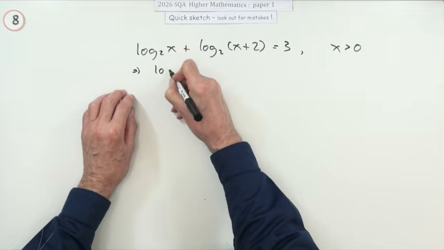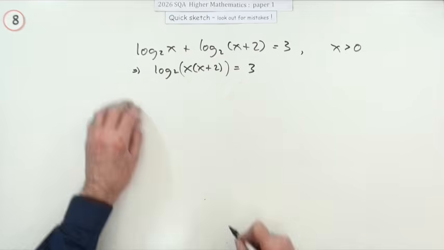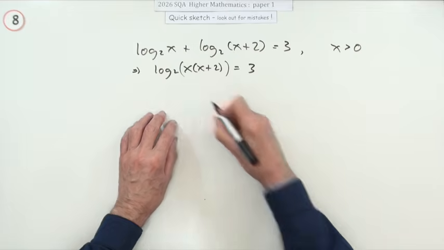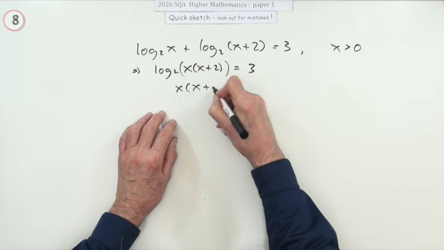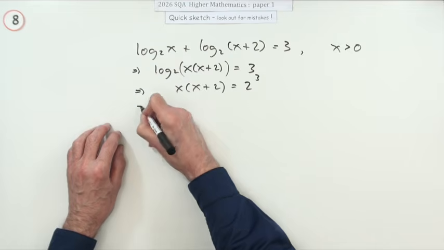So first of all, adding logs, well, that means you multiply what they're acting on. So multiply those two together. I'm just leaving the 3 alone. Now, that 2 can go across as 2 to the power. You can just think, this says, what power of 2 is that? Well, it's 2 to the power 3.